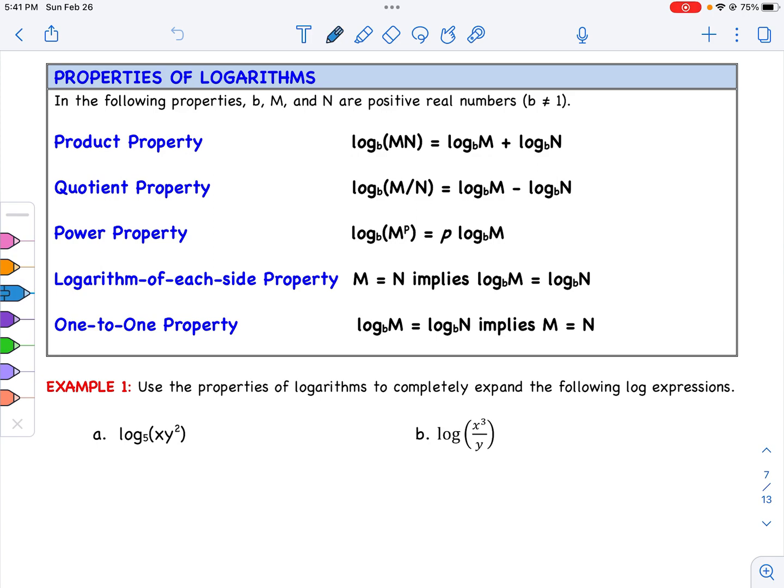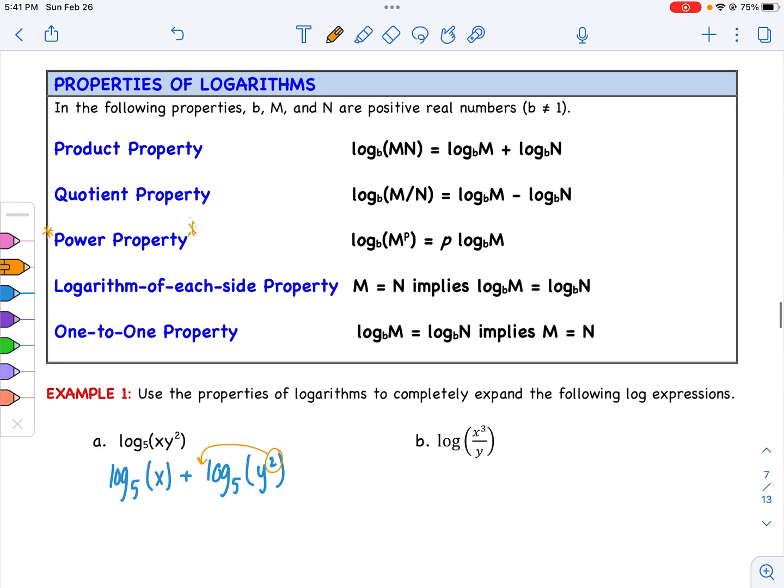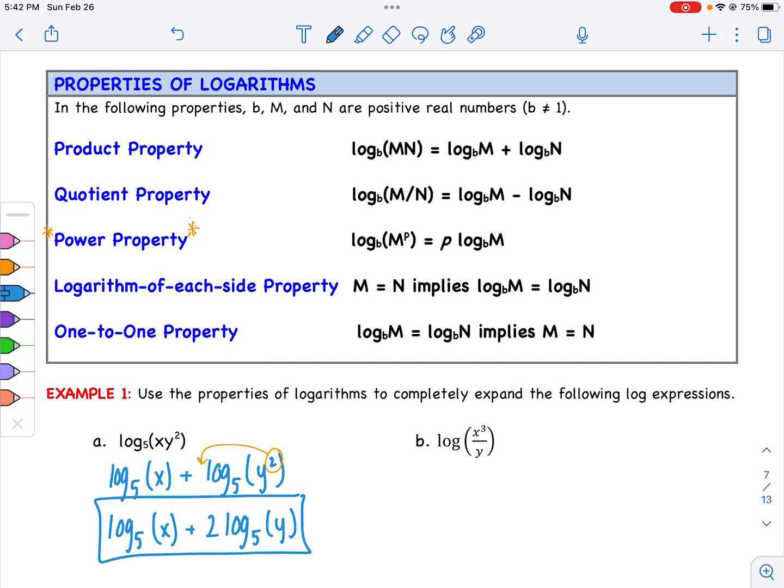So I'm going to start with this, log base 5 of x plus log base 5 of y squared. Again, I just used the product property and I expanded my multiplication. Well, the next thing I'm going to do is the power property, which takes this 2 and brings it out in front. This is the power property right here. So really my answer becomes log base 5 of x plus 2 log base 5 of y. And you expanded that fully.